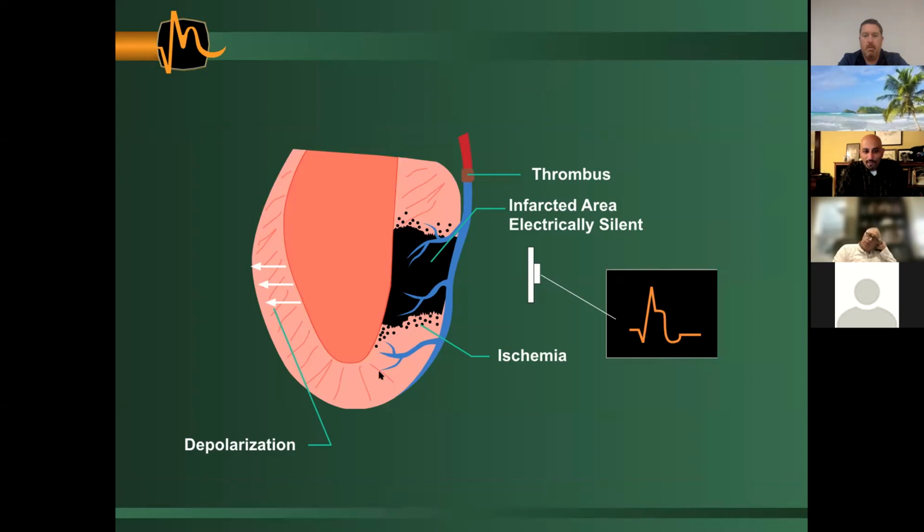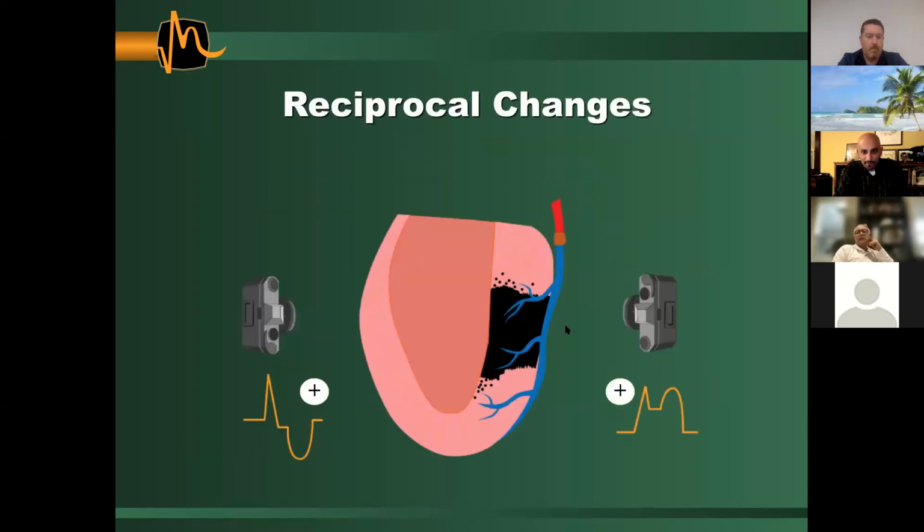So this idea of one lead looking at this side of the heart and seeing through to the other side explains a couple of things. It explains the reciprocal changes. It also explains how we try to look for a posterior MI. So I'm going to skip this slide for a second.